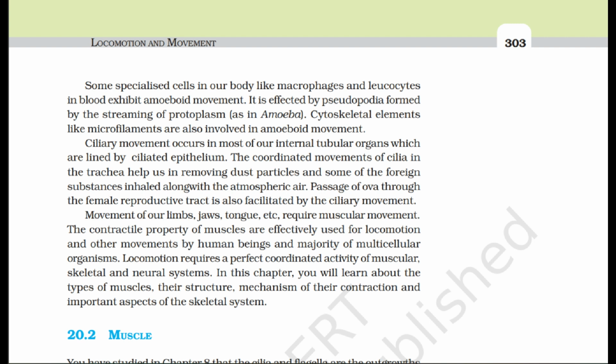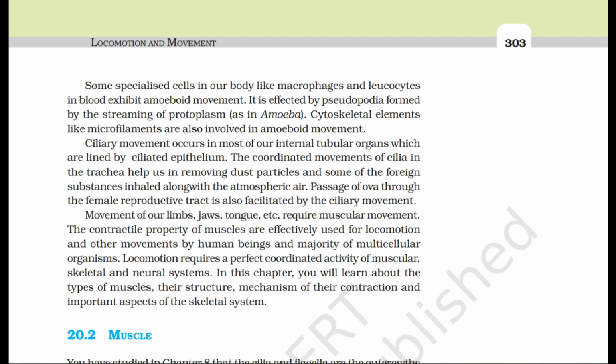Ciliary movement occurs in most of our internal tubular organs which are lined by ciliated epithelium. The coordinated movements of cilia in the trachea help us in removing dust particles and some of the foreign substances inhaled along with the atmospheric air. Passage of ova through the female reproductive tract is also facilitated by the ciliary movement.